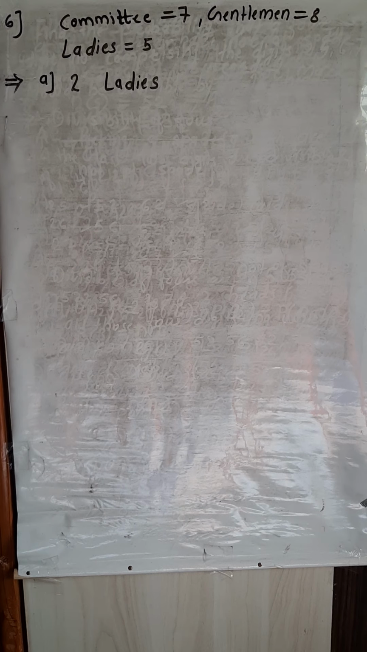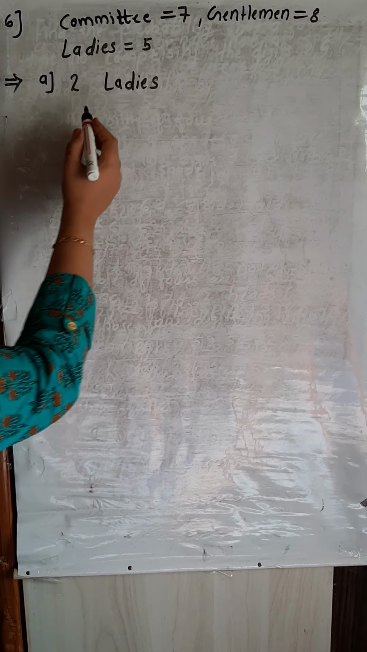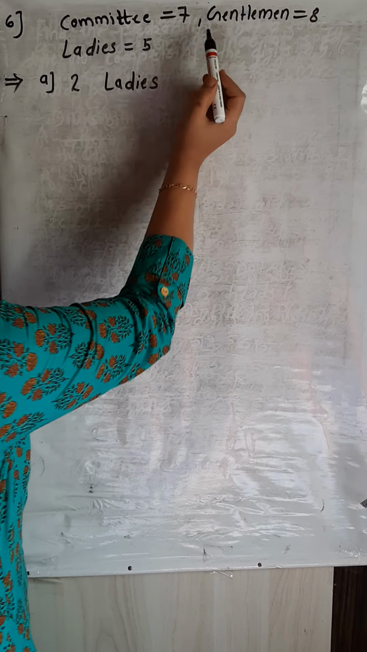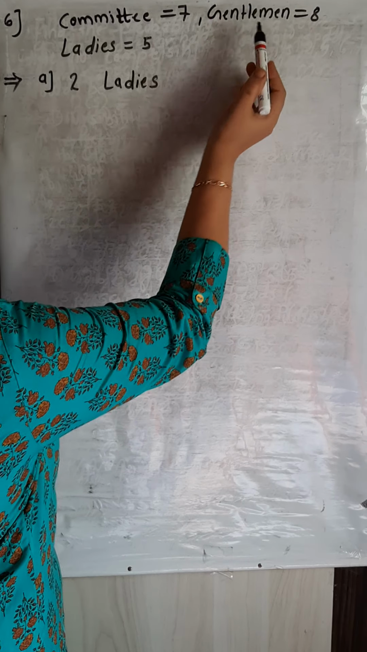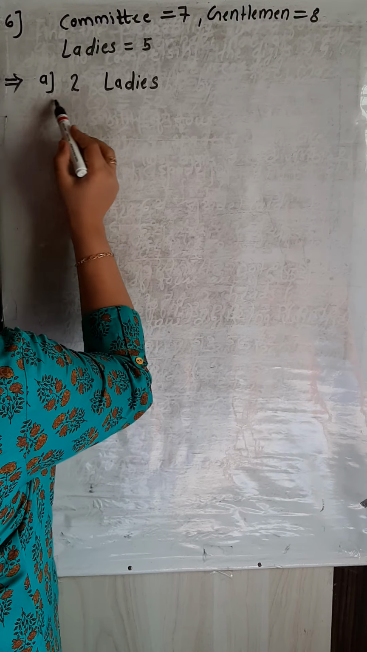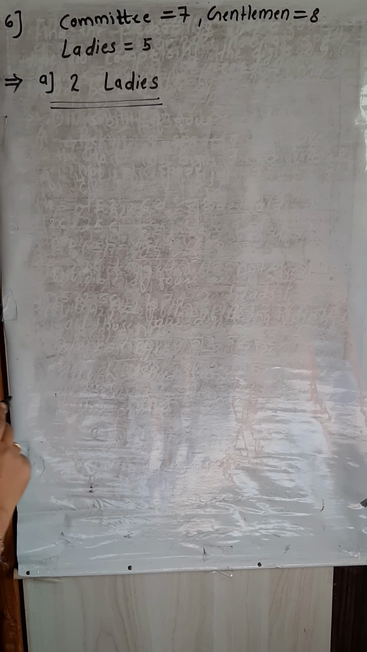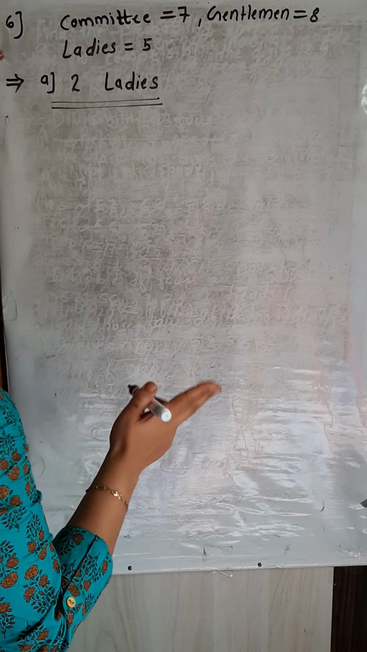Sixth question. In the sixth question it is given that a committee of 7 members is to be formed from a group comprising 8 gentlemen and 5 ladies. So what is the probability that the committee would comprise 2 ladies? So we have to form a committee of 7 members, out of which a total of 8 are gentlemen and 5 are ladies, and our committee comprises 2 ladies, right? Means there will be 2 ladies in that committee.